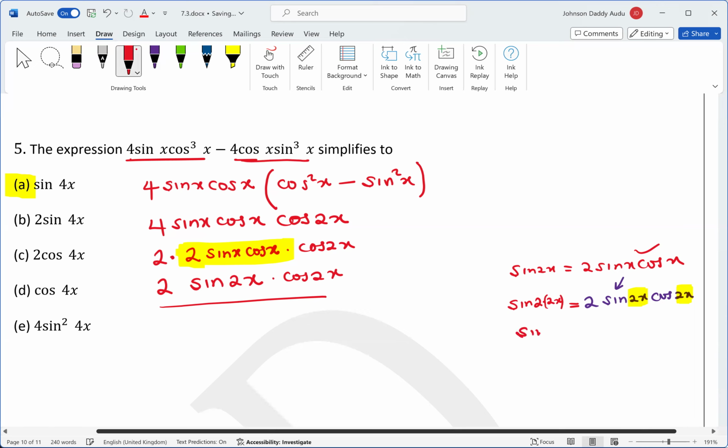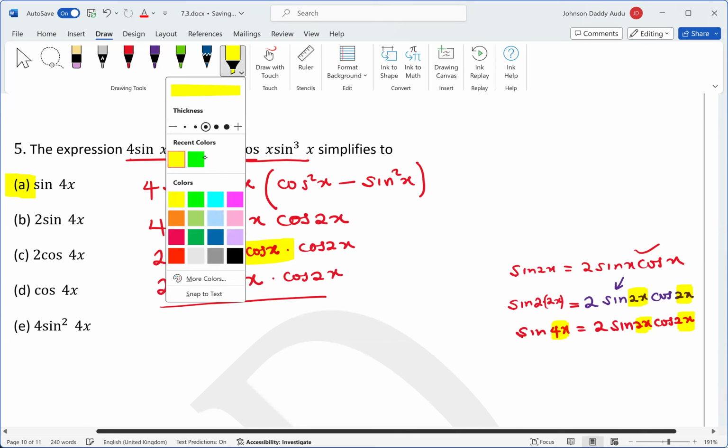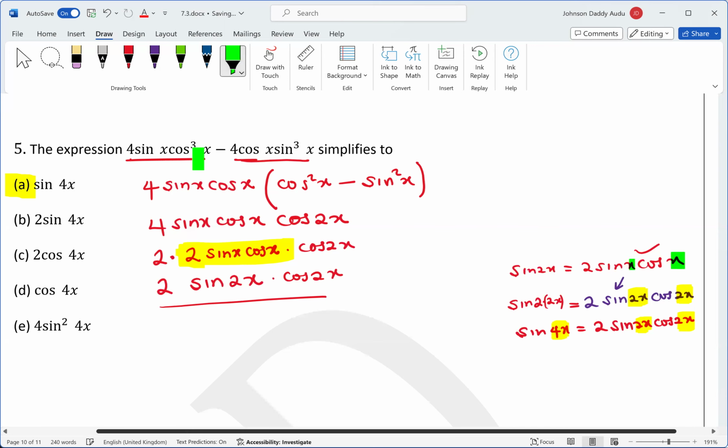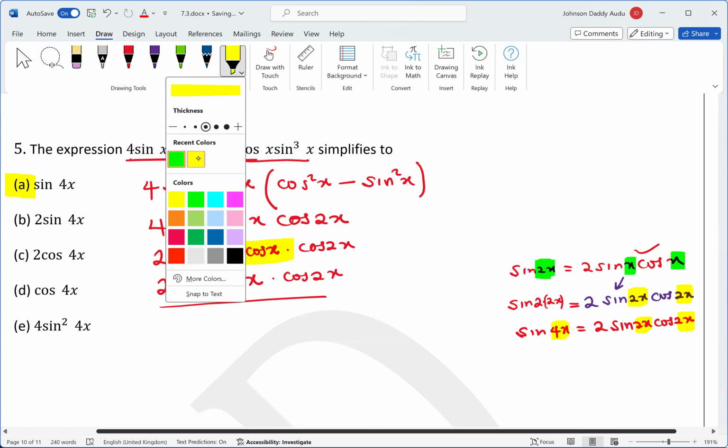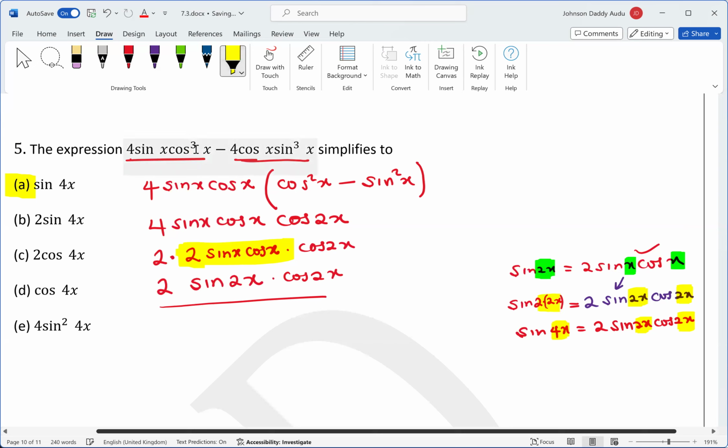So this will give us sine 4x equals 2 sine 2x cosine 2x. We note what is happening here: here is 2x, here is 2x, and here is now 4x. Unlike in the earlier case, where it was x and 2x. So see the changes? Here we have to multiply by 2. So the whole of this term is just going to be sine of 4x.